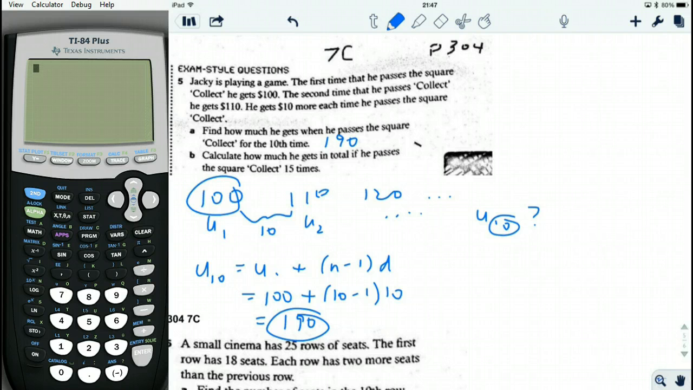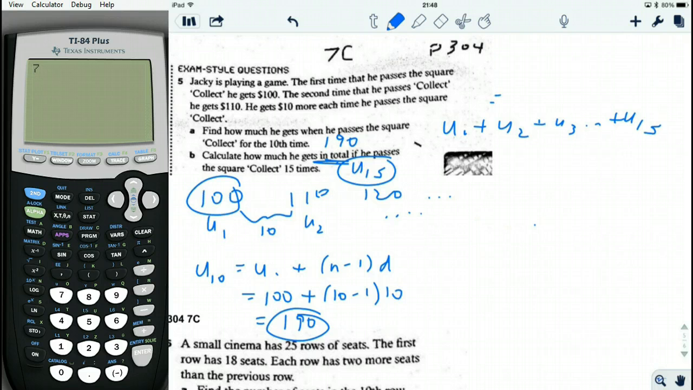Calculate how much he gets in total if he passes the collect square 15 times. Okay, so in this case, they're asking how much he gets in total. So that doesn't mean U15, right? If it was U15, that's how much he gets the 15th time he passes it, but only the 15th time. Now, if they want to know the total, after he passes 15 times, that's U1 plus U2 plus U3 all the way to plus U15. And what is that called? That's called S15. So S15 is equal to n divided by 2 times U1 plus U15.